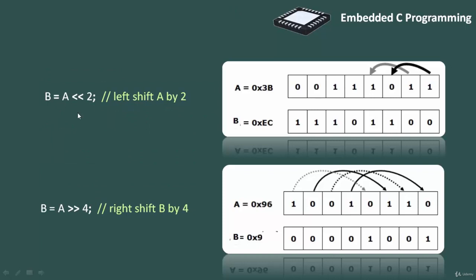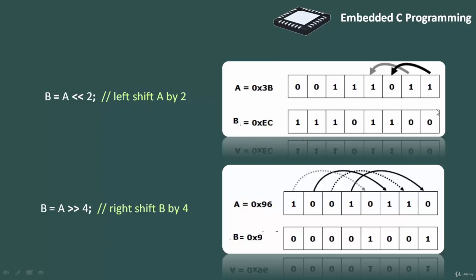Let's consider this example where the content of register A is 0x3B and you are performing a left shift operation on this variable by 2 bit positions. Then let's see what will be the content in register B. Again, this operation is performed bit by bit. This bit position 1 gets left shifted by 2, 1 and 2. Similarly, this bit gets left shifted by 2, 1 and 2. Hence, if you perform this operation on the entire register, you will get the content of register B as EC.